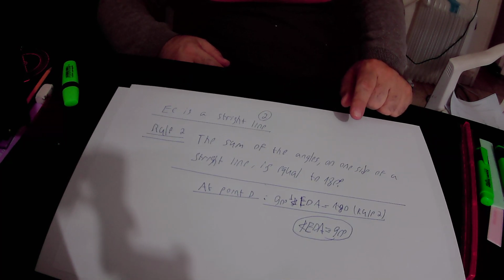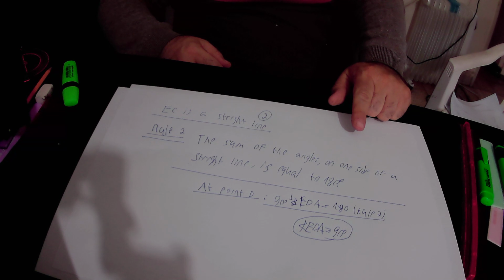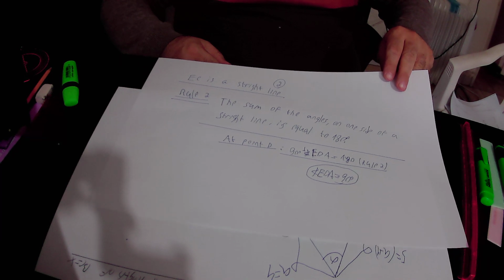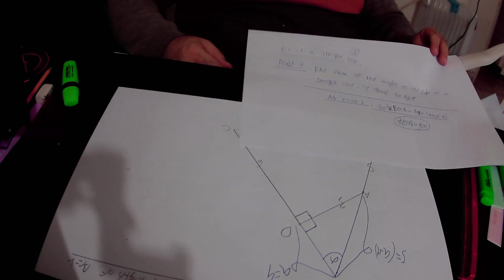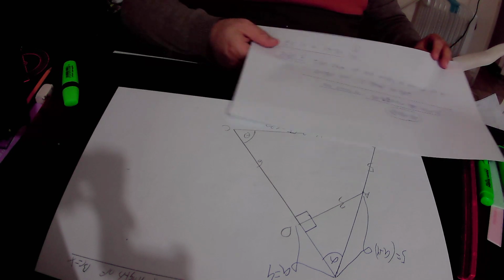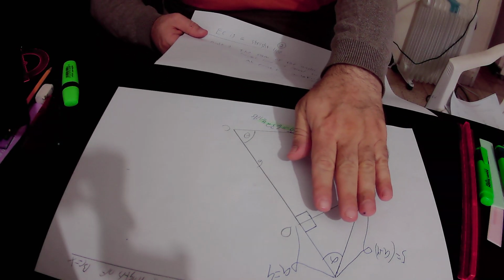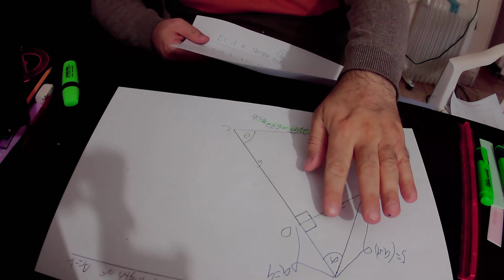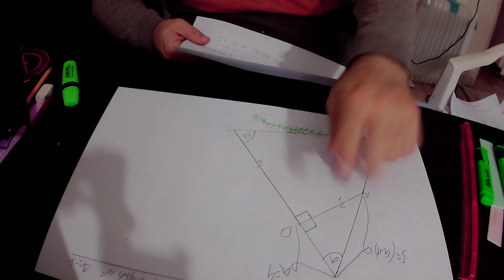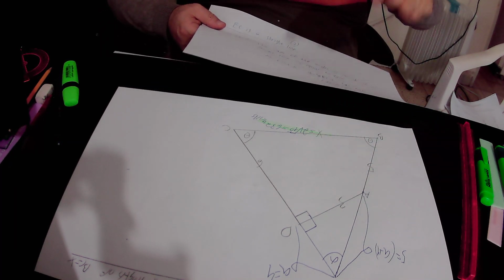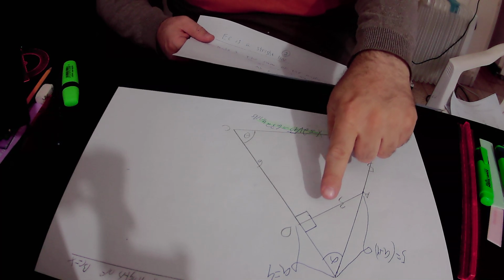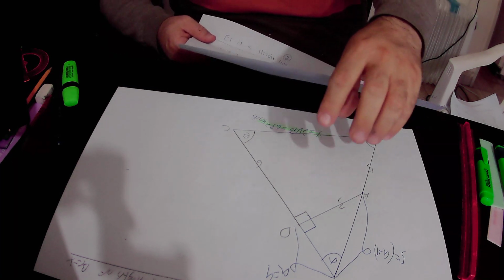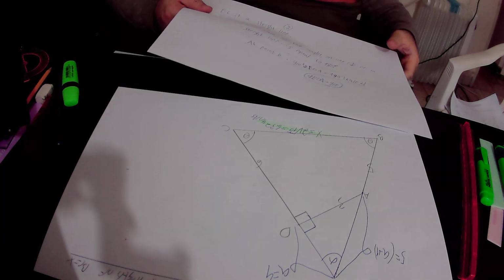And you have rule number 2, that the sum of the angles on one side of a straight line is equal to 180 degrees. So according to rule number 2, if we focus on this side of the straight line EC at point D, then the sum of the angles on this side must be equal to 180 degrees. Which angles do we have at point D on this side of EC? We have 90 degrees and we have angle EDA. In total, the sum of those two angles must be equal to 180 degrees according to rule number 2.